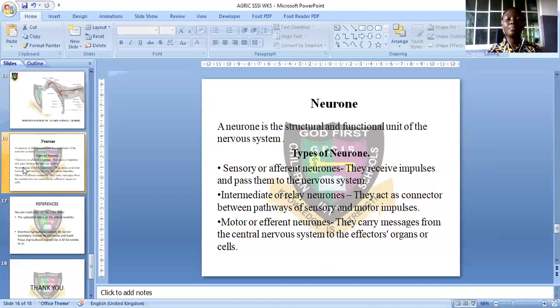And the last type of neuron is the motor or efferent neurons. They carry messages from the central nervous system to the effector organs or the cell. So they carry messages from the central nervous system to various organs in the body of farm animals and the cells.